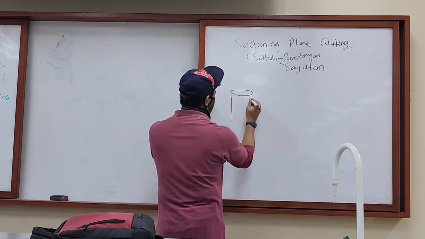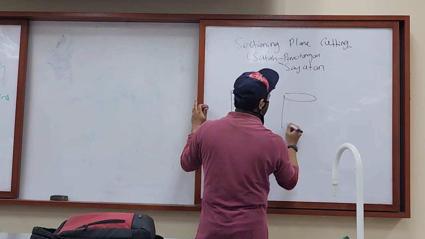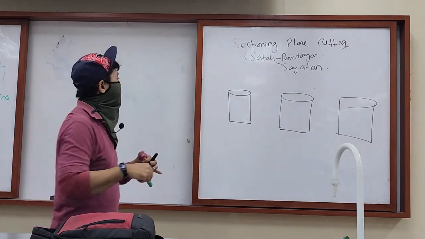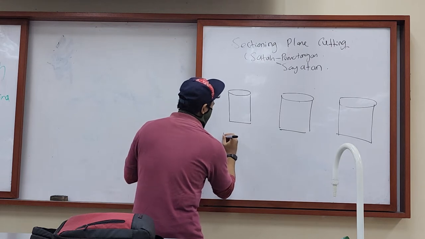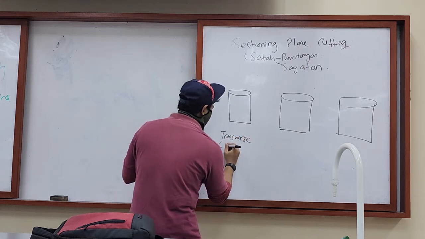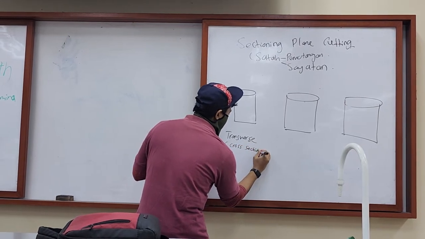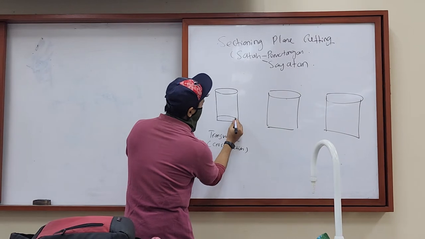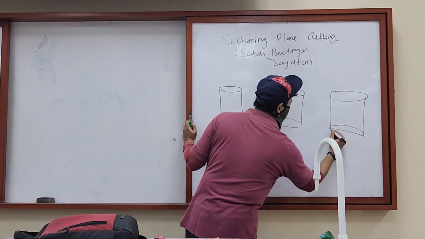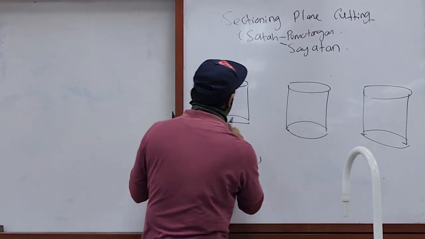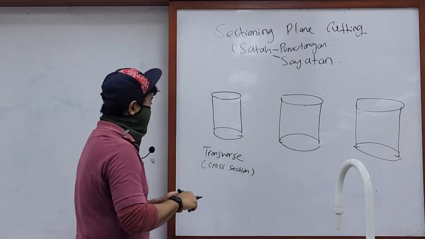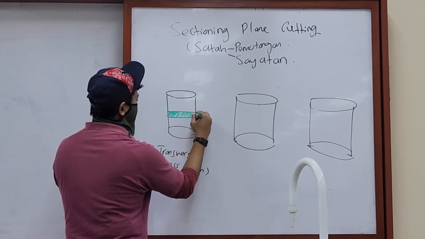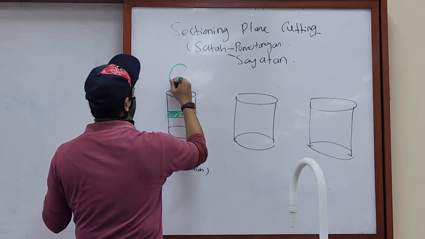Let's take this thing. I need my other marker. Okay. So there is one here that is called transverse or simply cross section. And it's actually, so cross section is actually you take this piece out. So you're going to see something like this.